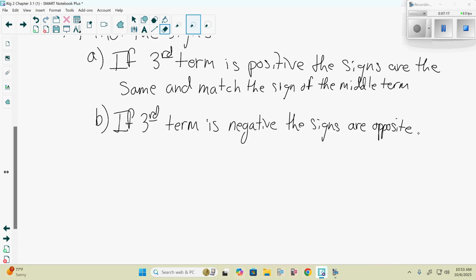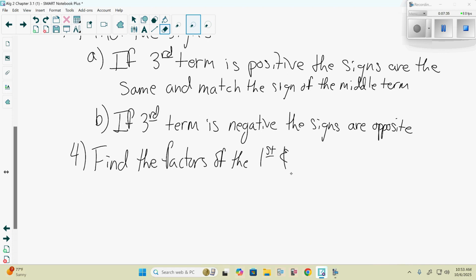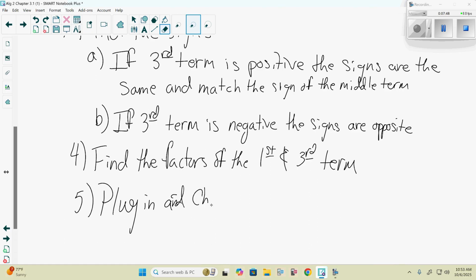So that'll take us through step 3. Step number 4: find the factors of the first and third term. And step number 5, plug in and check.